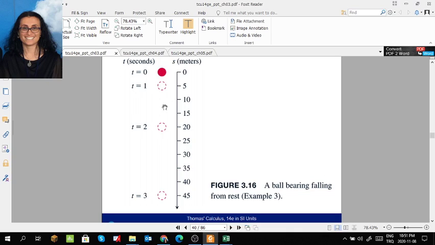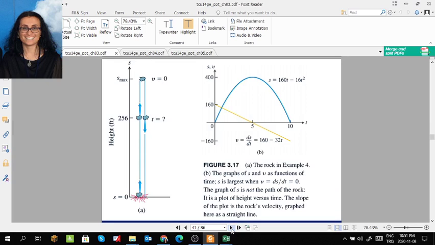The speed is going to increase, of course, according to an equation that's going to represent how it is going to change. Probably we are going to see it somewhere. For example, here we can see this is a rock, example 4, part A.